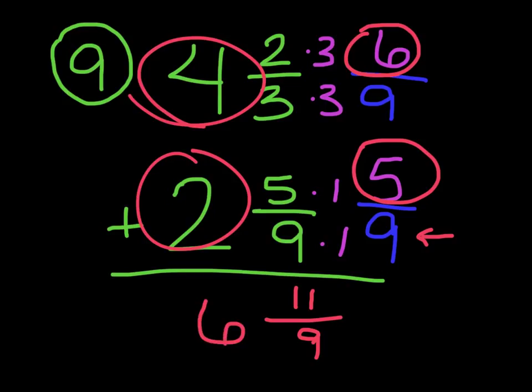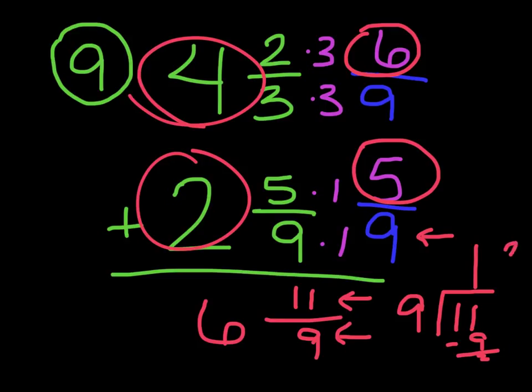Okay, now with this one, it's a little bit different. You're going to have to go an extra step because the numerator is bigger than the denominator. You want to change that improper fraction to a mixed fraction by dividing it. So you're going to put the numerator inside the house and the denominator outside the house. 9 can go into 11 one time, and then you're left with 2 9ths.